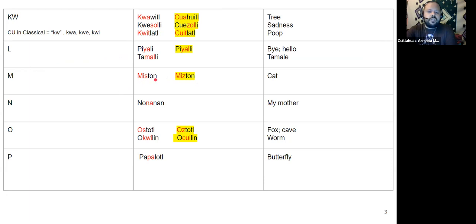In Chicontepec, Veracruz, Nahuatl, you tend to just drop the N. In other variants, even within the Huasteca, the N is pronounced. So it's either misto or miston. N, right, same sound. No nana. Or no nanan.